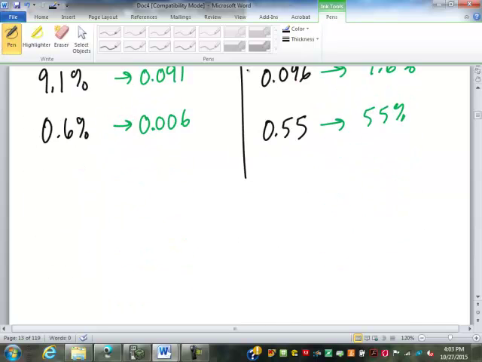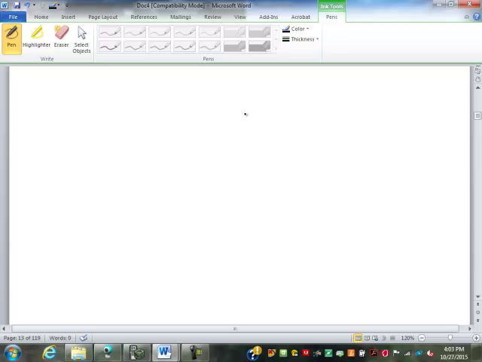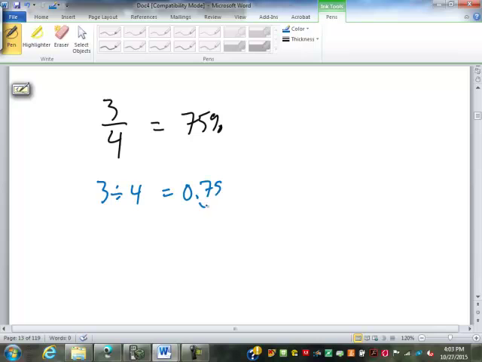So only one thing left to do, and that is to go from a fraction back into a percent. We're going to start with one that we already know just off the top of our head. 3/4 becomes what percent? 75%. Most of us knew that one without having to do anything with it. But if we didn't know it, there are a couple of ways you could have approached it. One is you could have converted 3/4 into a decimal. 3 divided by 4 is 0.75. Then just move the decimal point, 75%.